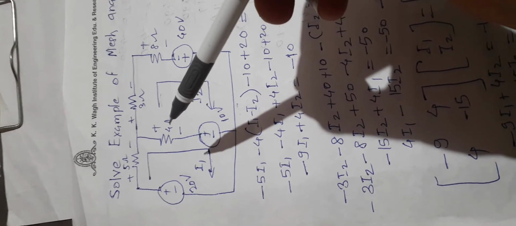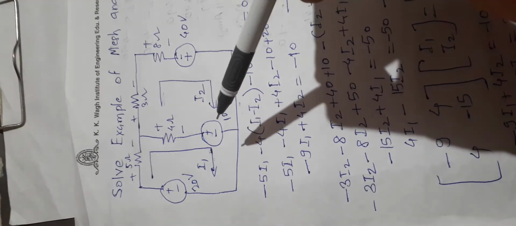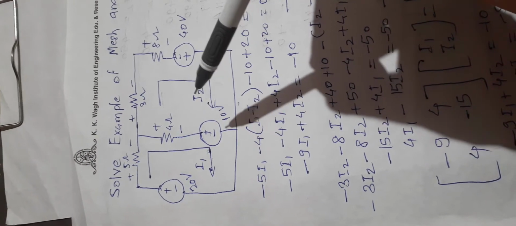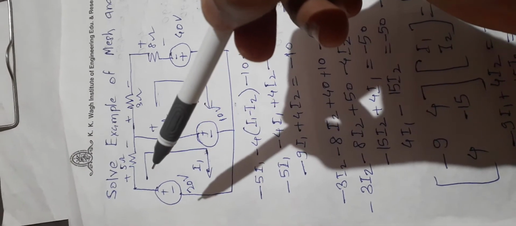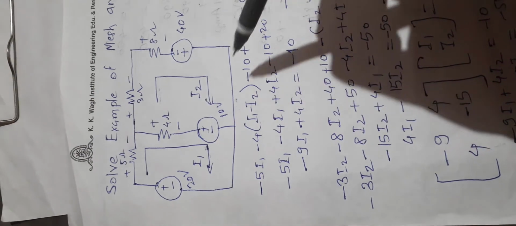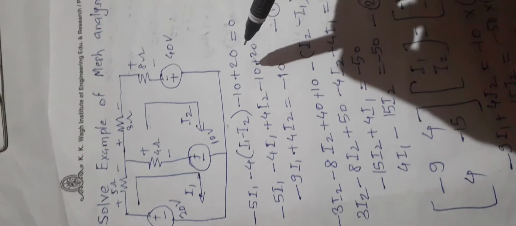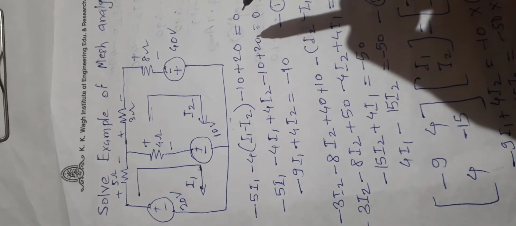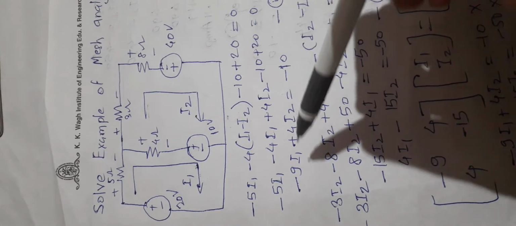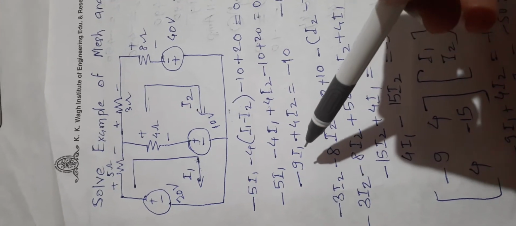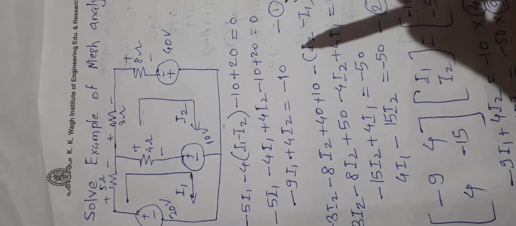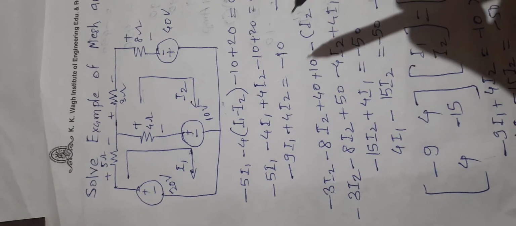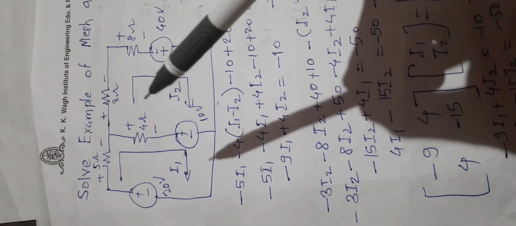into I1 minus I2. Then plus to minus is a drop in potential, minus 10, and minus to plus is the rise in potential. Here minus 10 and plus 20 is equal to 0, by Kirchhoff's voltage law. We solve this and we get minus 9I1 plus 4I2 is equal to 10. This is equation 1.